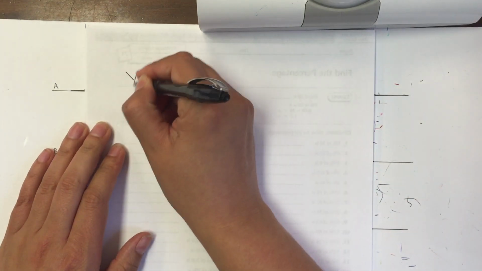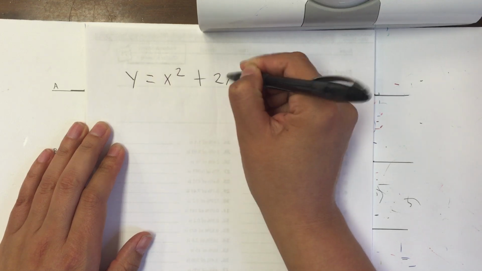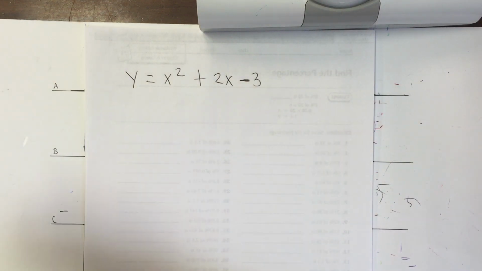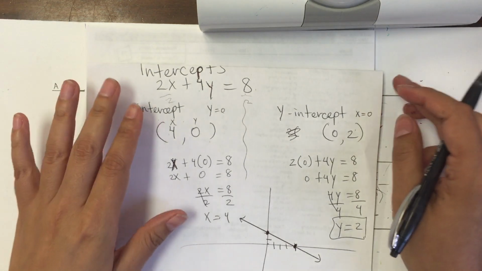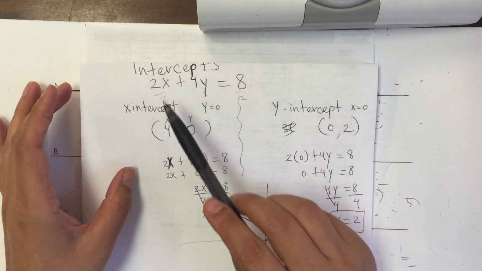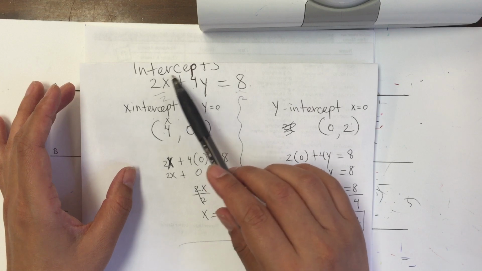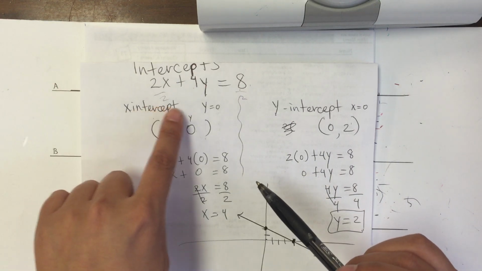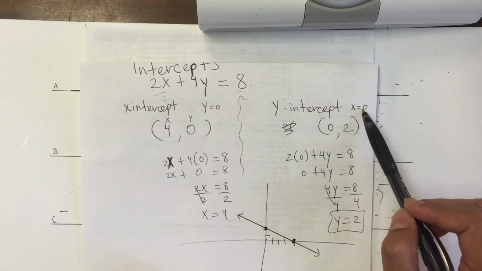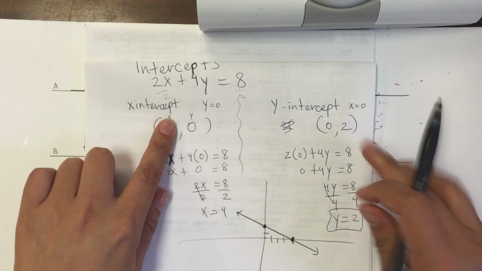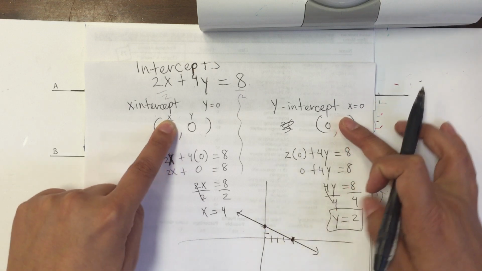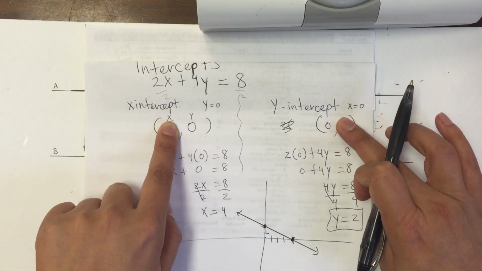Okay, the first one that we're going to look at is y equals x squared plus 2x minus 3. And before we even go into that, I'm going to show you an example of linear equations so that you can recall. This is a linear equation because it has no square for the x, so it's 2x plus 4y equals 8. For the x-intercept, remember that y equals 0. For the y-intercept, x equals 0. Before, we used to call it the crossed eyes, or los viscos in Spanish. So basically, the opposite is equal to 0.